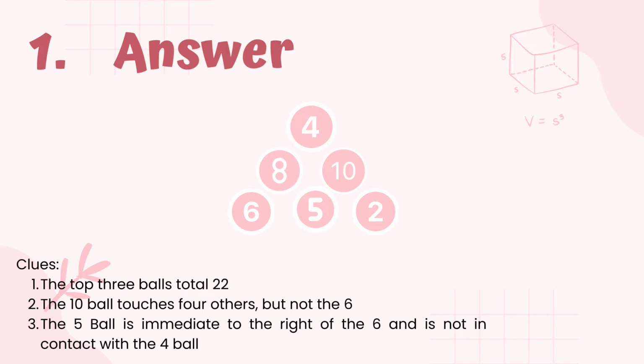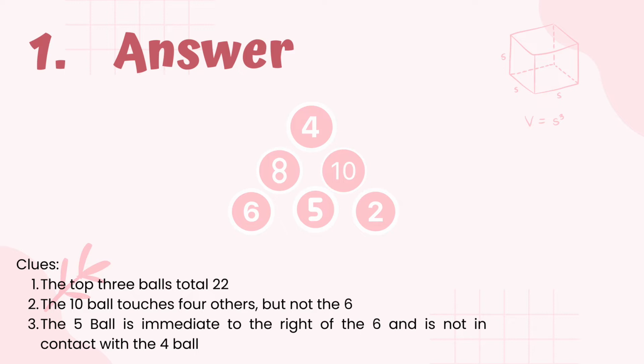We will again go to our clues for our assessment. Our clue number 1. The top 3 balls total to 22. What is our top 3 balls? Ball number 4, ball number 8, and ball number 10. If you sum those 3 balls together, it would total to 22. Now we have our number 1 clue correct.